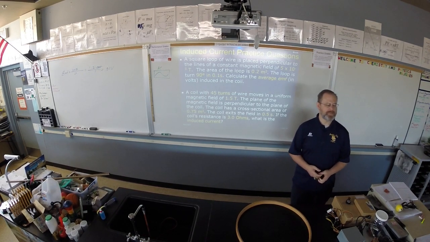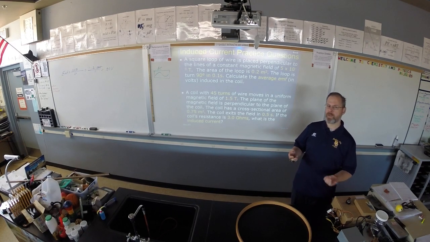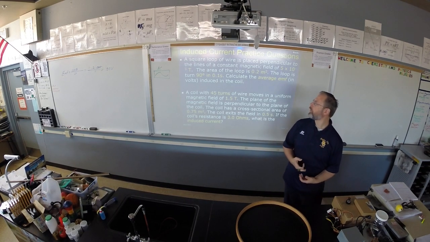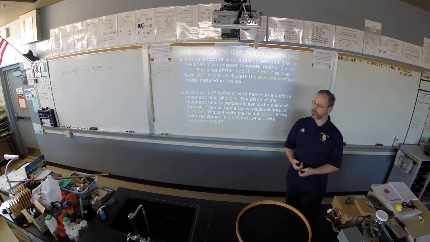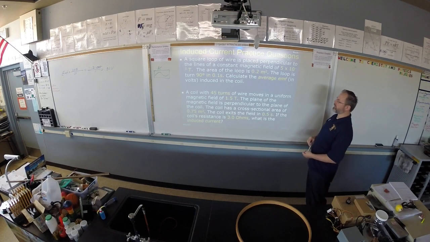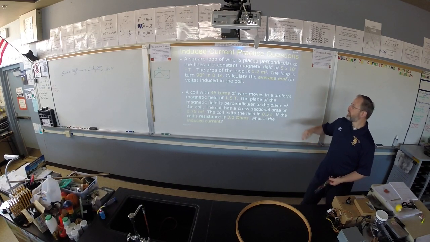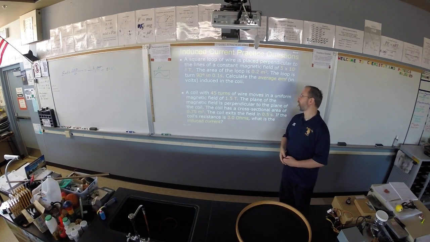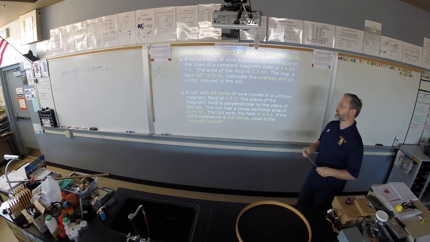By the way, turns is the phrase that we use for number of wire loops. We say a coil has a number of turns. So this coil has 45 turns. And it's being pulled out of a magnetic field going from 1.5 teslas to 0. So we have a change in B in 0.5 seconds.